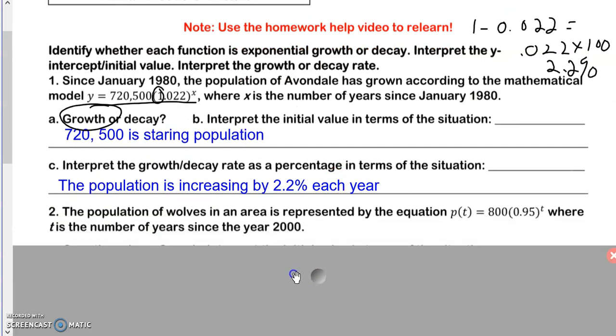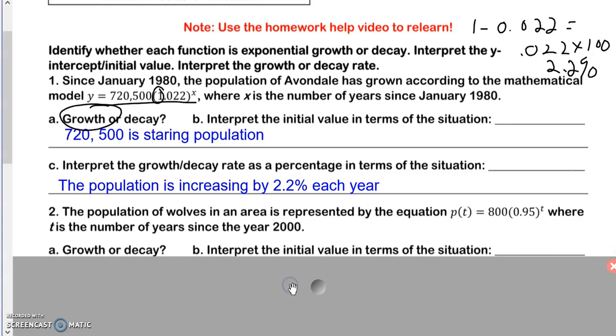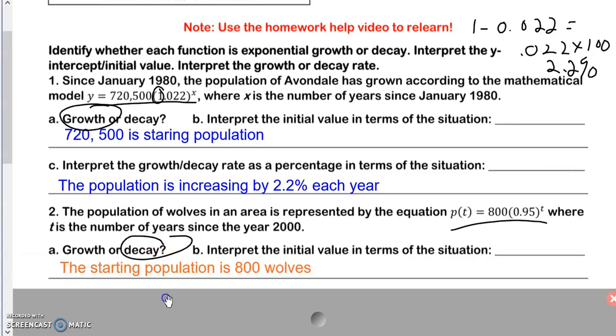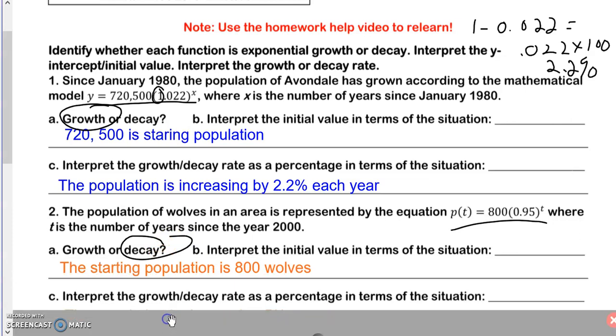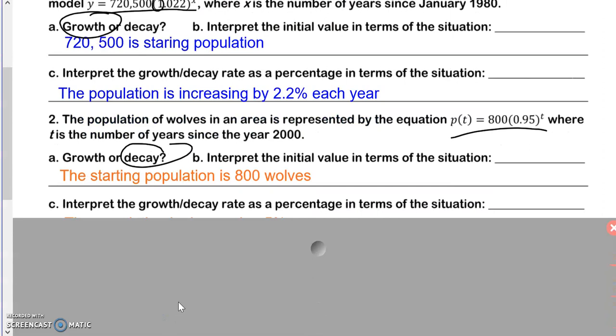Taking a look at the next one, the population of wolves in the area is represented by this equation, where T is the number of years since 2000. Interpret if it's a growth or decay. Well, it's under 1, so obviously we know it is a decay. So the starting population is 800 wolves. Interpret the growth and decay rate and the percent of the situation. So remember, we have to do 1 minus 0.95, which is going to get me 0.05. And let me just put that here, 0.05. And you multiply that by 100, and you're going to get 5%.